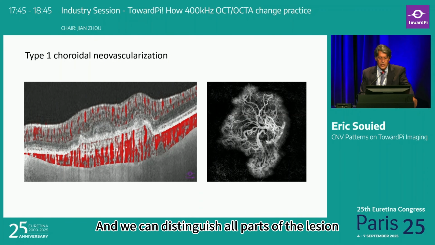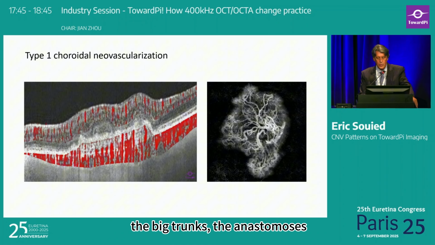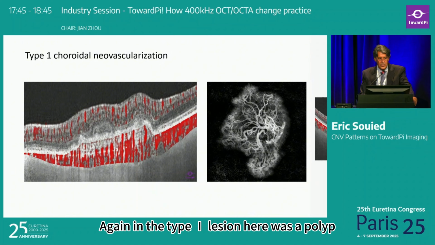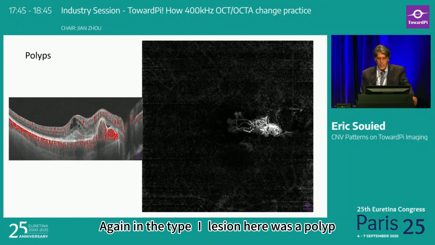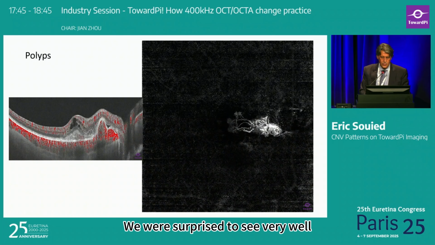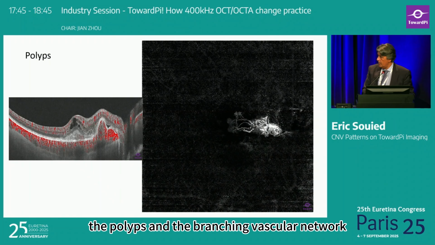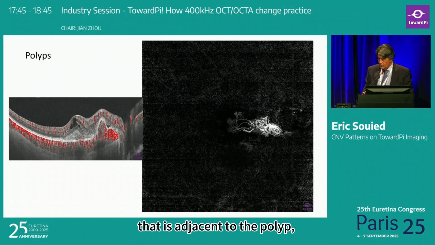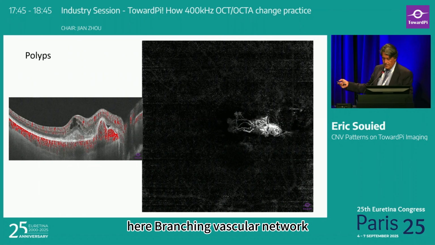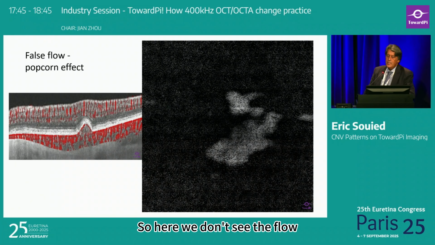And we can distinguish all parts of the lesion, the big trunks, the anastomosis, the tiny ramifications, again in the type 1 lesion. Here was a polyp. We were surprised to see very well the polyps and the branching vascular network that is adjacent to the polyp. Here, branching vascular network.